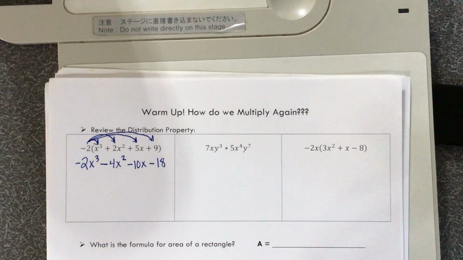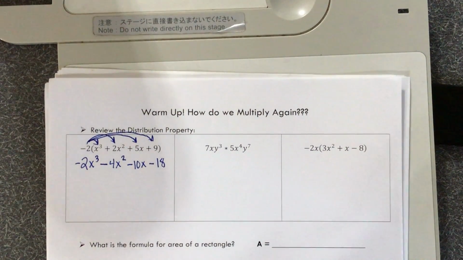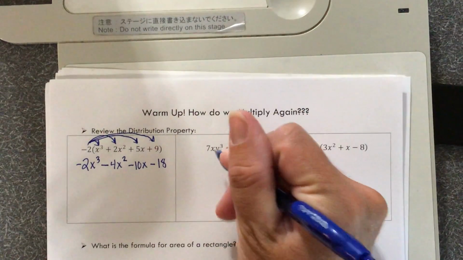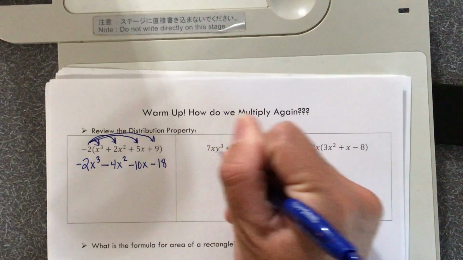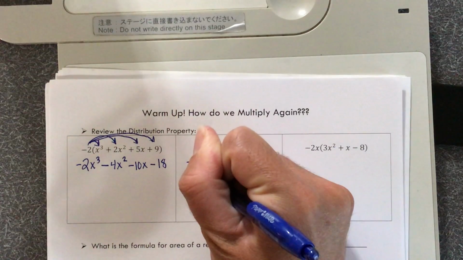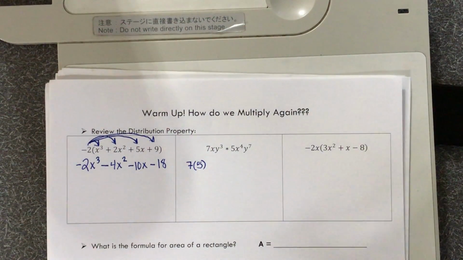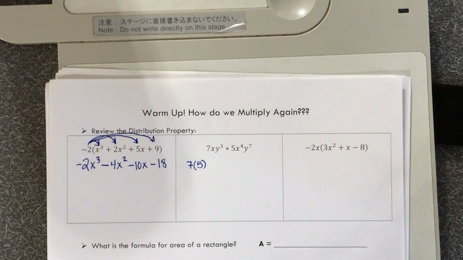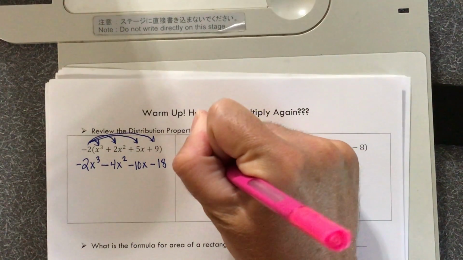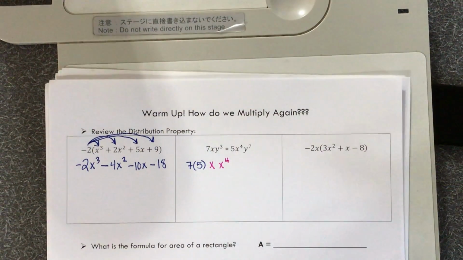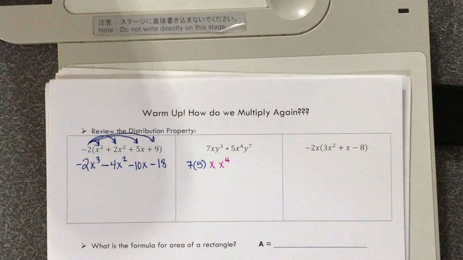And so because the only operation that I see is multiplication, I'm going to use my commutative property and write what goes together. So I'm going to put my coefficients together, so my 7 times my 5. I'm going to write my x's beside each other, so times an x, and then times an x to the fourth. And then I'm going to write my y's next to each other, so y to the third and y to the seventh.